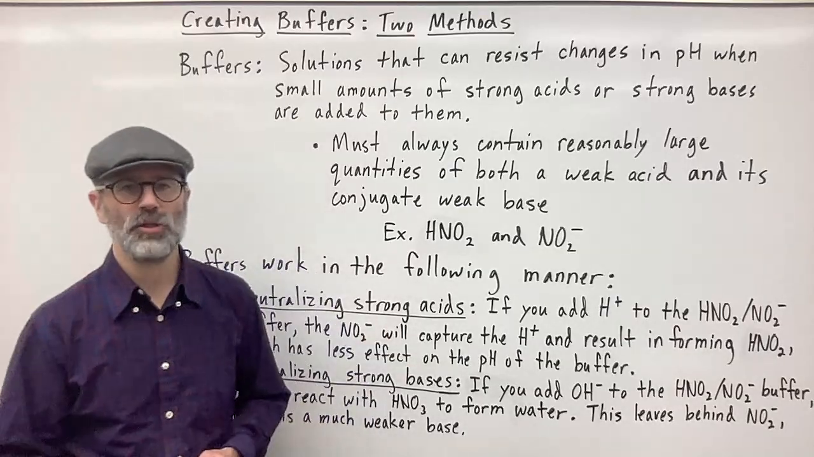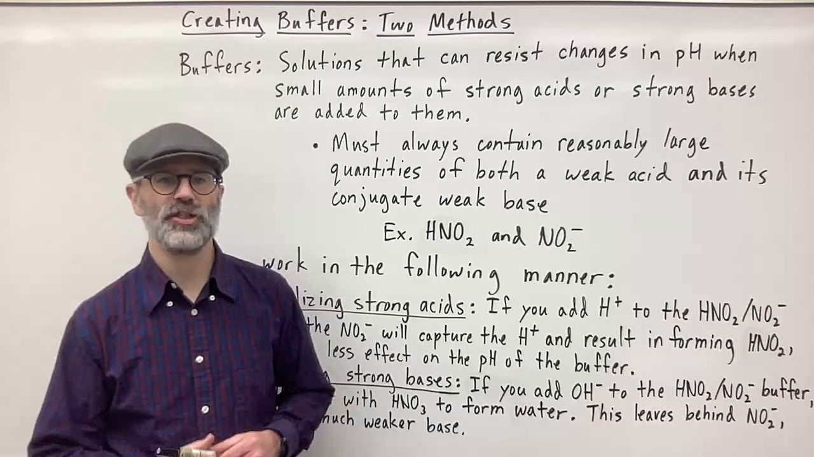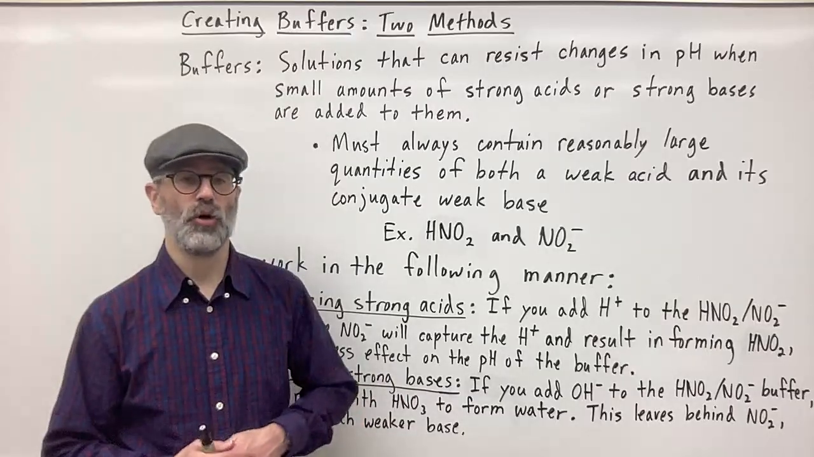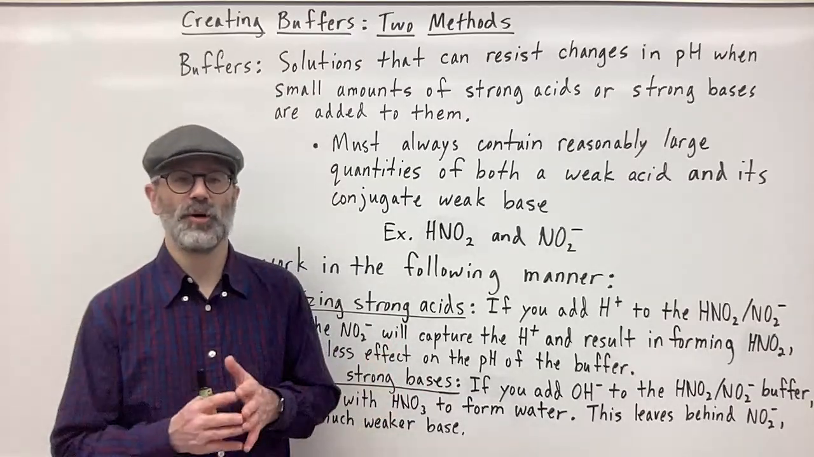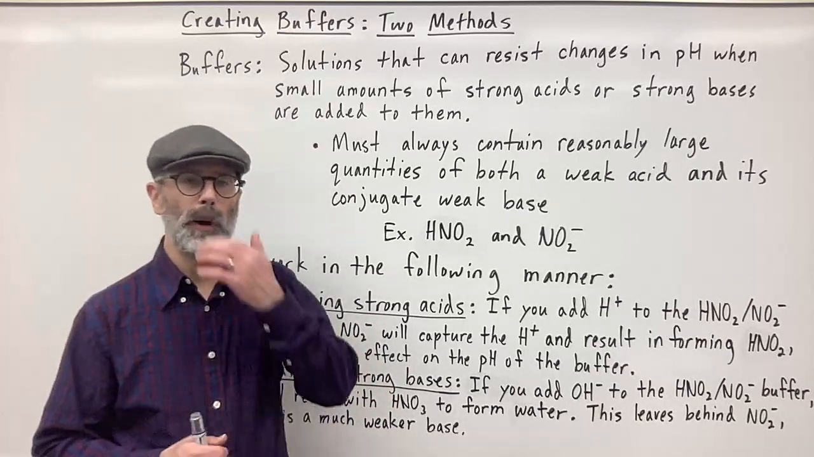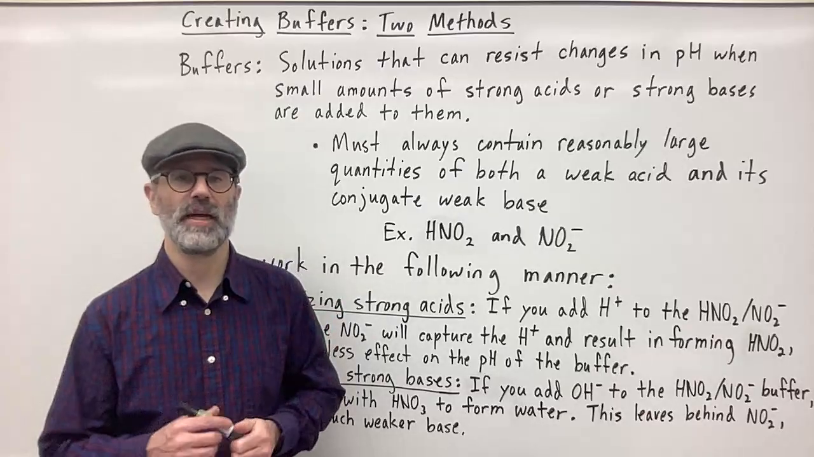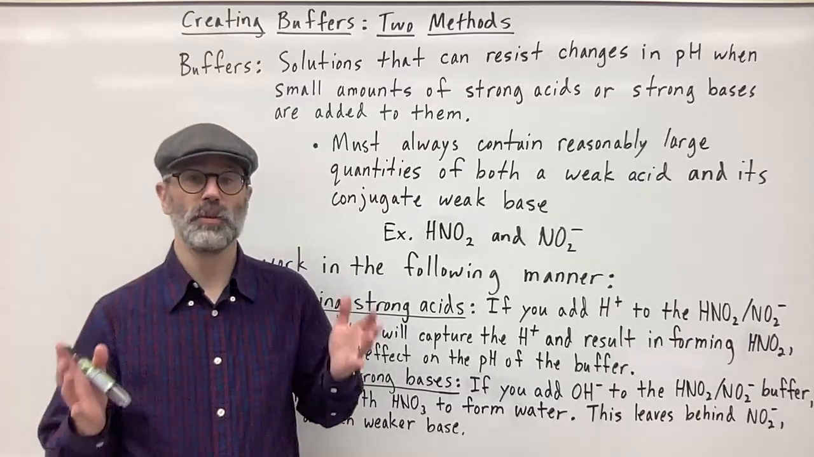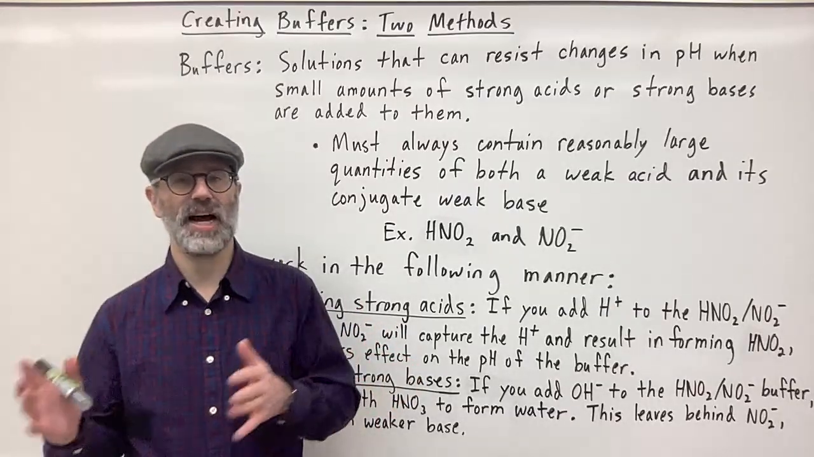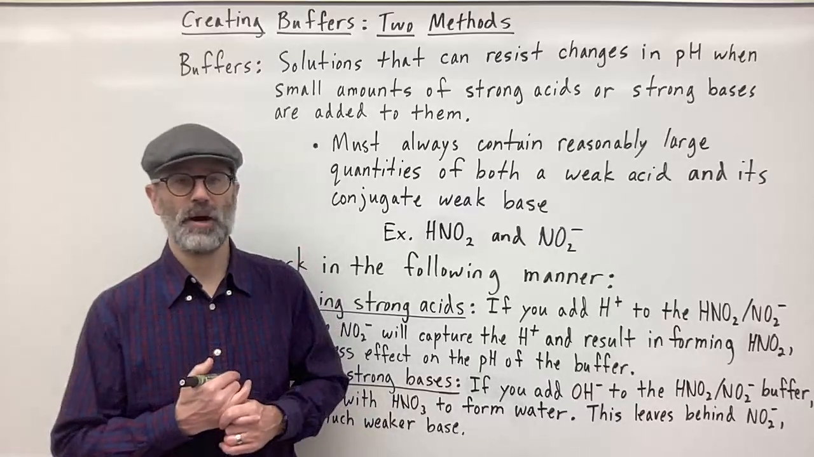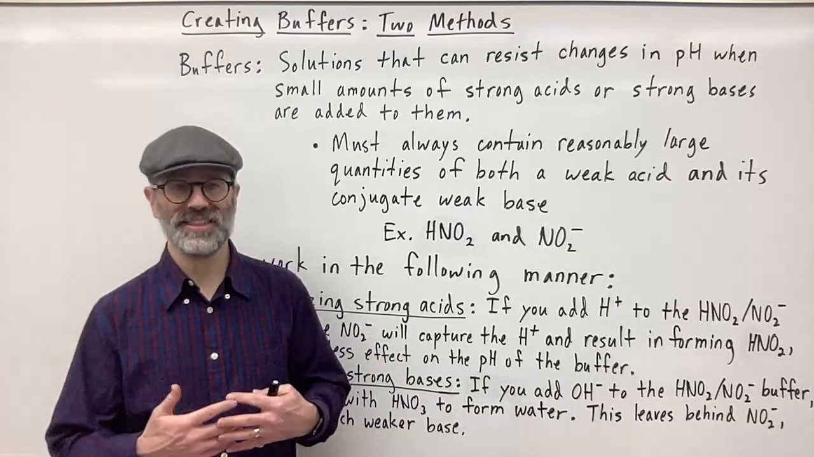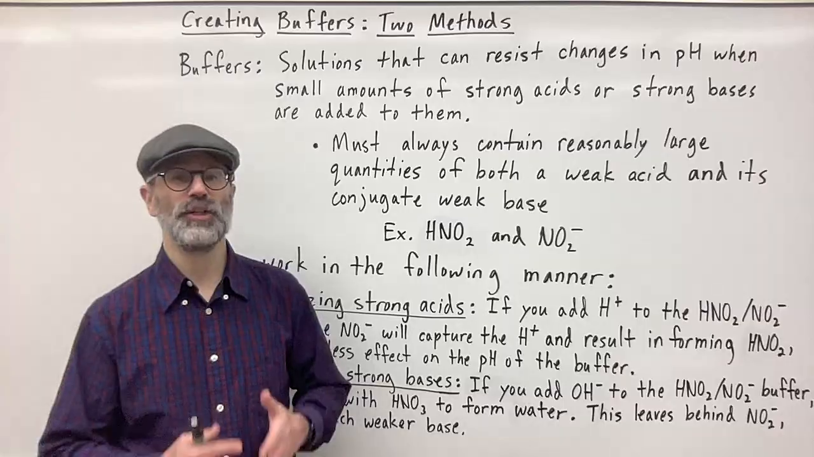Buffers are basically solutions that can resist the changes in pH when you add a small amount of strong acid or strong base to them. So basically that's all a buffer is, something that resists the pH change when you add acid or base to them. One of the characteristics of this is that they are made up of a reasonably large quantity of both the weak acid and its conjugate base. So in order to have a buffer, you need a weak acid and its conjugate base mixed together in the same solution, and you have to have relatively large amounts of those.